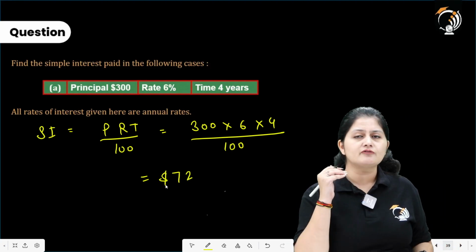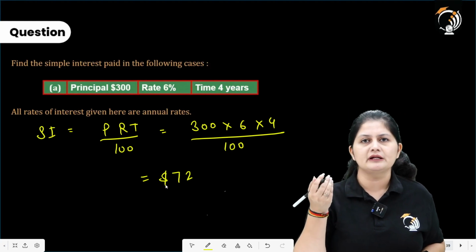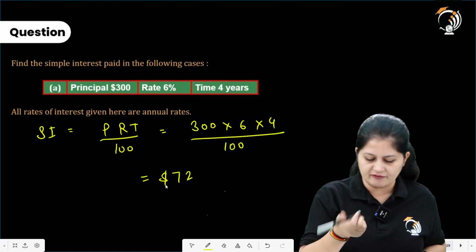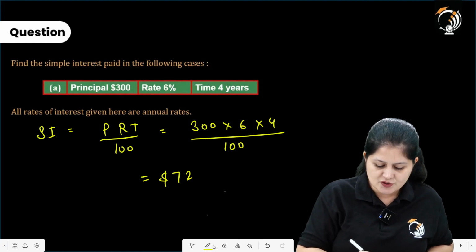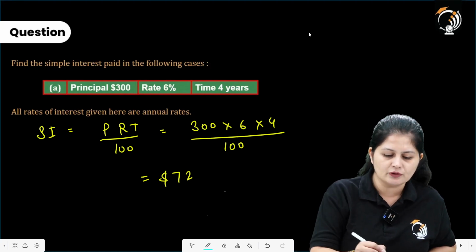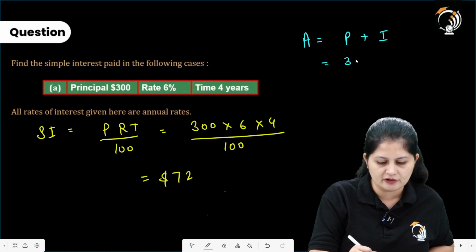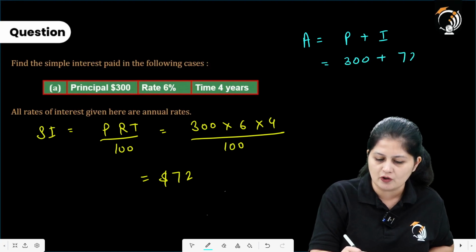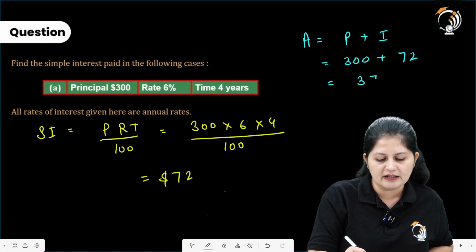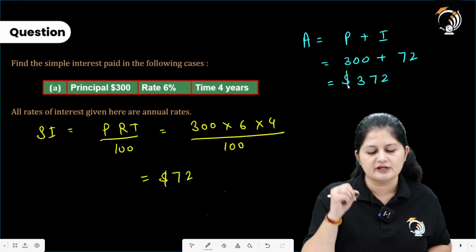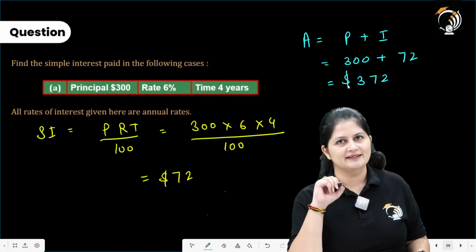Just in case we need to find the amount to be repaid, though it is not being asked in this question, the amount is going to be equal to the principal plus the interest. Here the principal is $300 while the interest is $72. So the amount that needs to be repaid is going to be $372. Clear?